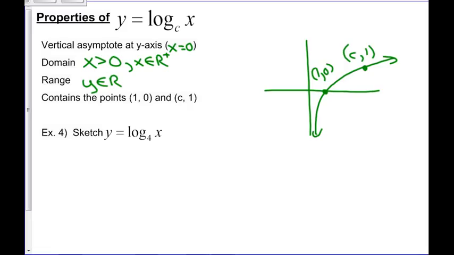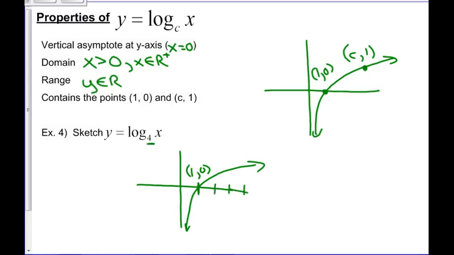So let's sketch this one that's down here. y equals log base 4 of x. It's going to have this basic look. It will go through the point (1, 0). And another point that will be known to us on it is the point (c, 1). Well, c is 4 here. If that had been log base 5 of x, well, we'd have (5, 1). If it had been log base 23 of x, that would be (23, 1). Okay. So that's what the basic ones look like.